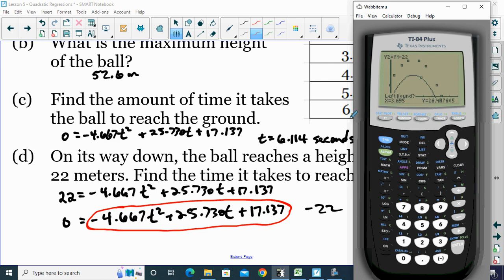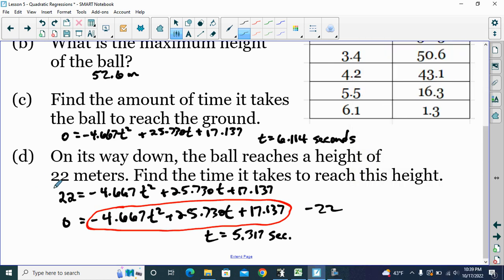It is between, it's hard to tell, push graph, 1, 2, 3, 4, it's between 5 and 6. Calculate the 0, it's between 5 and 6. And we get 5.317 seconds. So 22 meters is going to be in between here, but closer to this one. That makes sense. Seems reasonable.